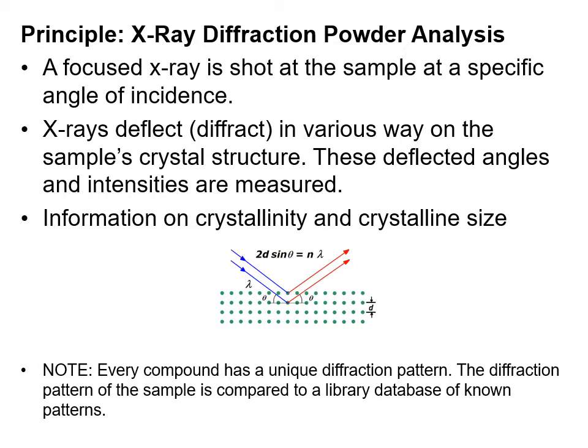The equation that you see is Bragg's law, and it is basically what controls X-ray diffraction. The deflected angles and intensities are measured, and with this you can identify a compound's crystallinity and crystalline size. Each material does have its own pattern, which is very unique to itself.